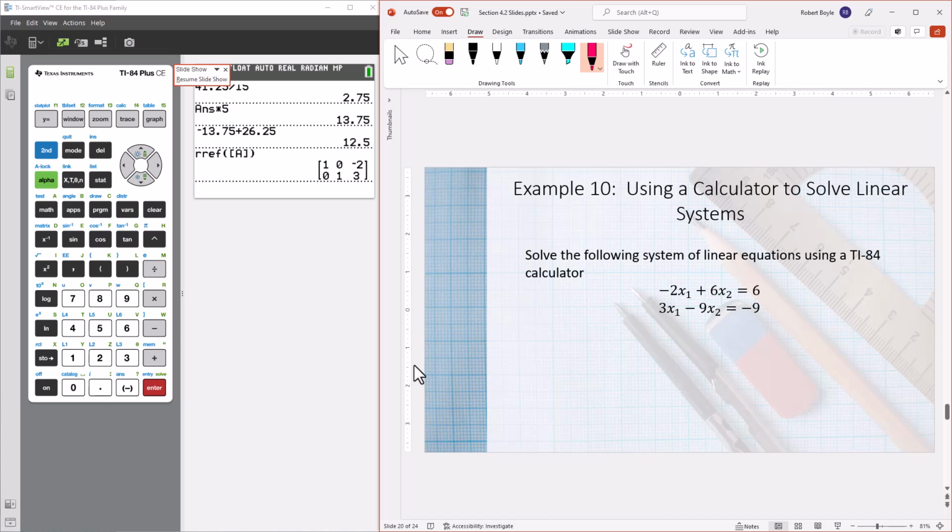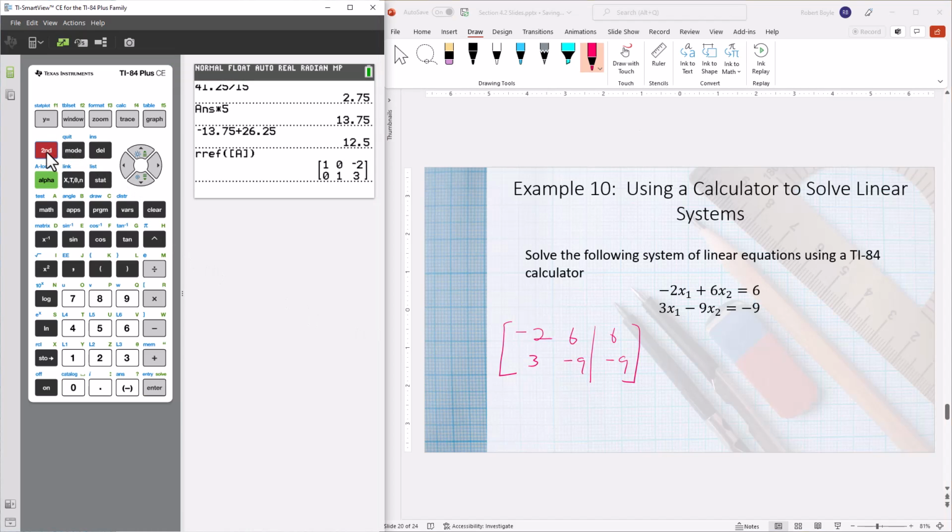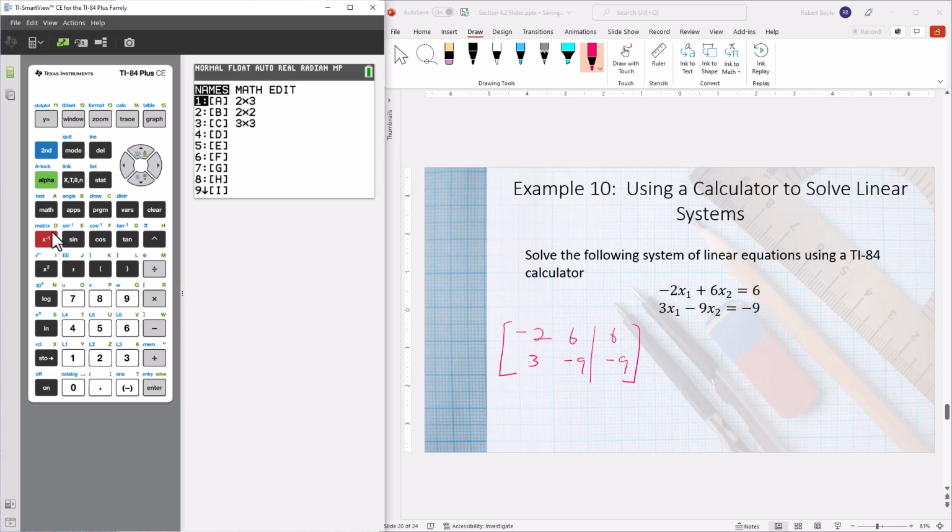Now, before we can do that, we need to write out our augmented matrix, and that would be negative 2, 6, 6 for the first equation, and then 3, negative 9, negative 9 for the second equation, which of course relates to the second row. And this is what we want to put into our calculator. So let's come over here, second matrix, we want to edit, and let's go ahead and just do A again. Okay, this is once again a 2 by 3 matrix.